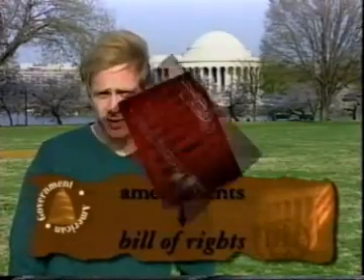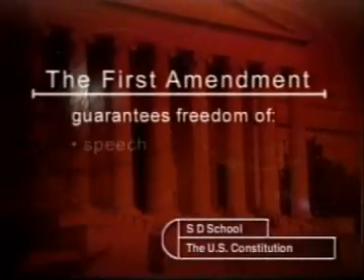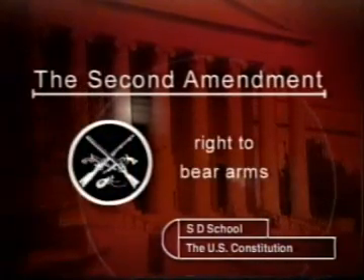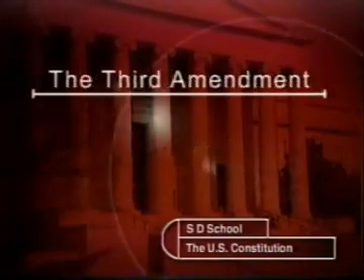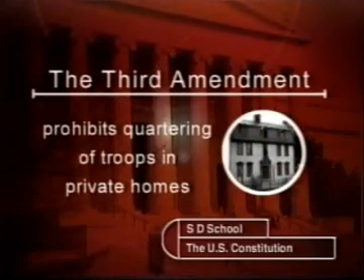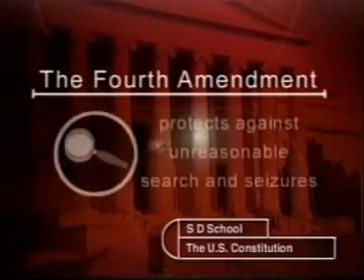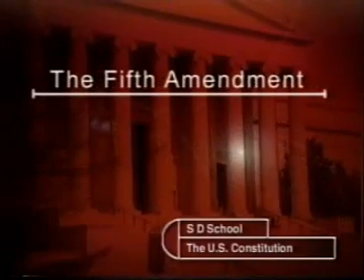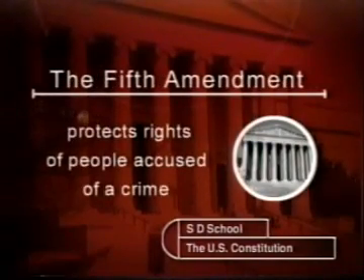Here's a quick rundown of the amendments that make up the Bill of Rights. The First Amendment guarantees freedom of speech, press, and assembly. The Second Amendment gives citizens the right to bear arms. The Third Amendment prohibits the quartering of troops in private homes. The Fourth Amendment protects against unreasonable search and seizures. The Fifth Amendment protects the rights of people accused of a crime.